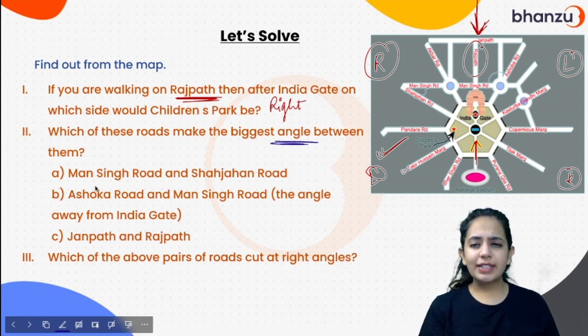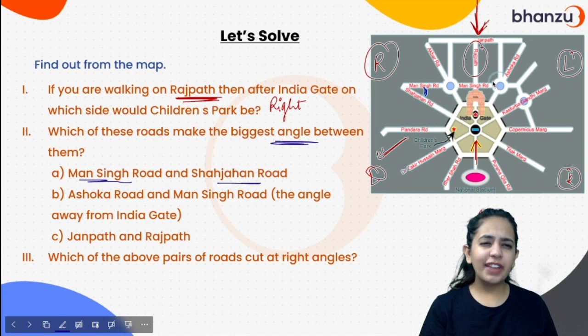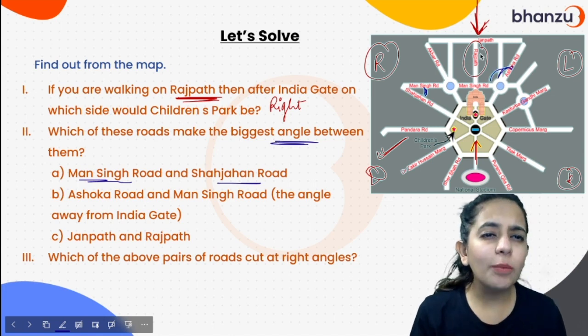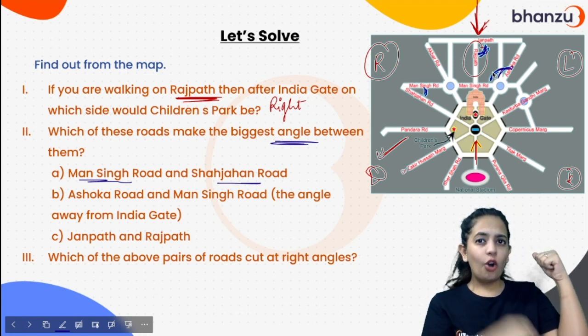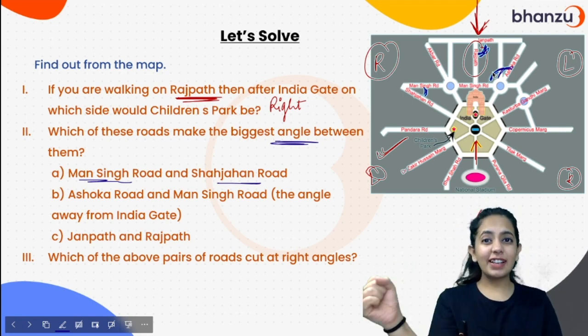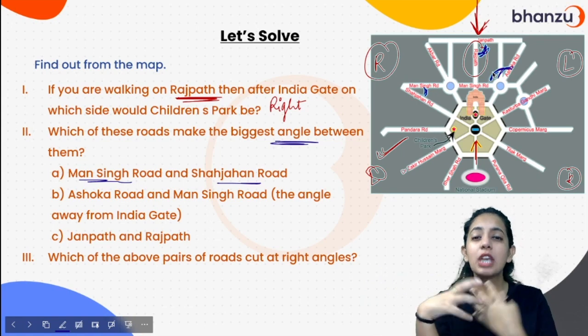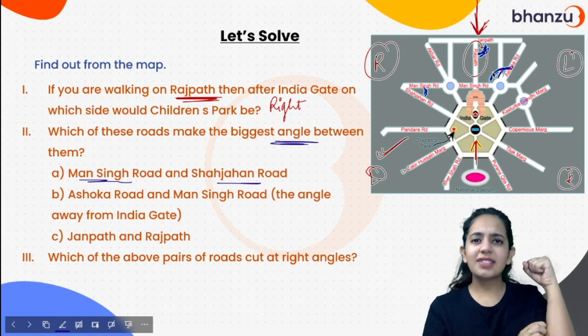So there are two roads. Let's talk about Mansingh Road and Shah Jahan Road. So see, there is an angle over here, right? There is an angle here. And if you observe carefully, there is an angle here. So which angle is more? Is this more or is this more? Of course, see, this angle is a little more, right? The space between them is more. And the space between this is very less.